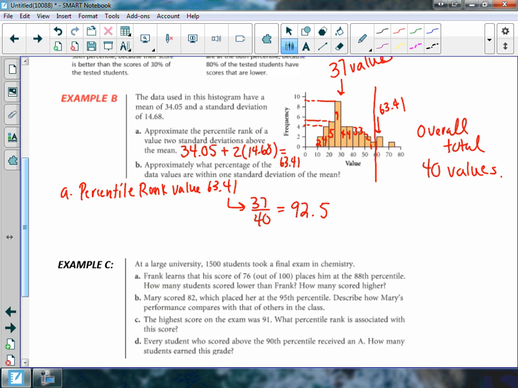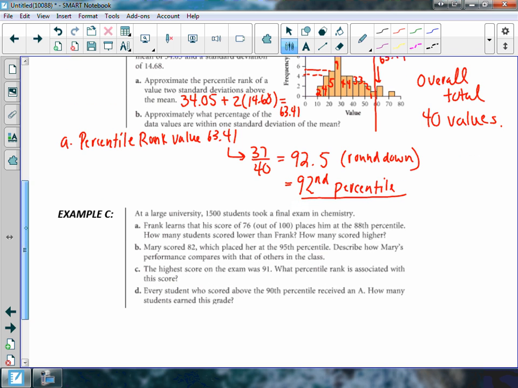For percentile rank, you're always going to round down. If you round up, then you are assuming that 63.41 is higher than values than it may not be. So our final answer would be the 92nd percentile, and you will always write it in that format. So we would say that a value of 63.41 is in the 92nd percentile, which means essentially that 63.41 is better than or higher than or larger than 92% of the data.